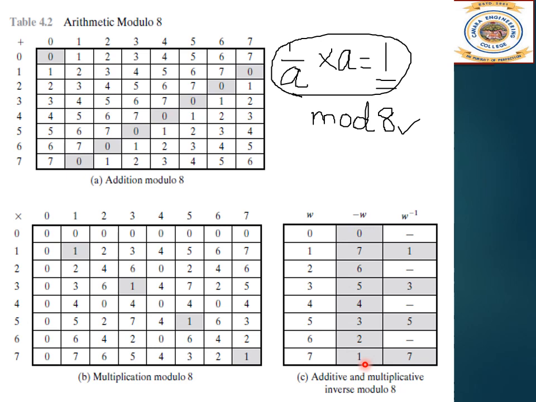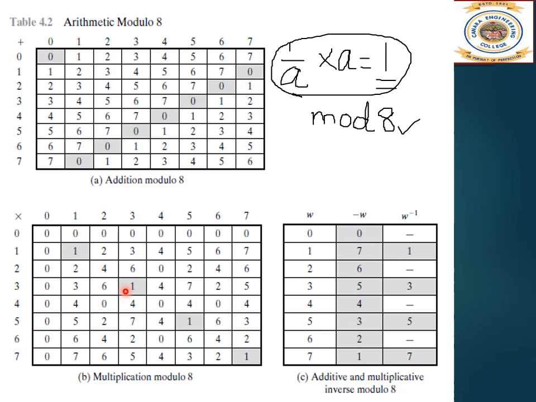See, if I take this concept over here, 1 by A into A is 1. Here, 7 into 7 is not 1, correct? No. So this is a modular concept. That is why we get it like this. In this modulo table, you have to check the entries where the cell entry is 1. The corresponding elements are the multiplicative inverses of each other. Am I clear with this?